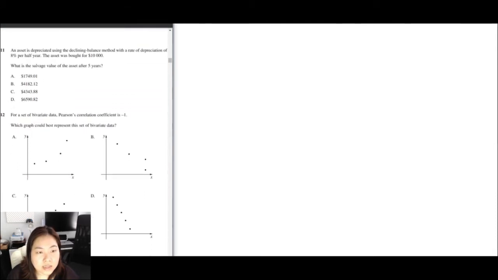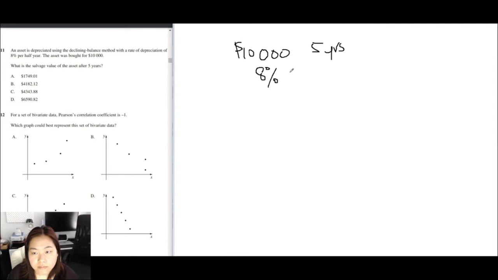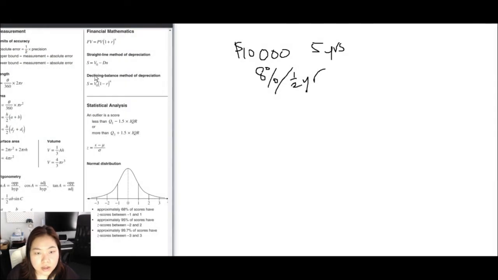11. An asset is depreciated using the declining balance method with a rate of depreciation of 8% per half year. The asset was bought for $10,000. What is the salvage value of the asset after 5 years? 10 grand, 5 years, at a rate of 8% per half a year. Declining balance method of depreciation.